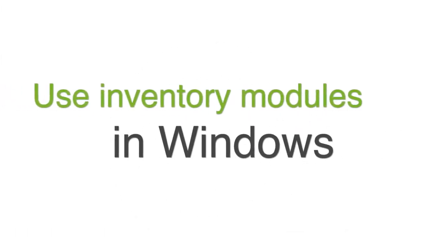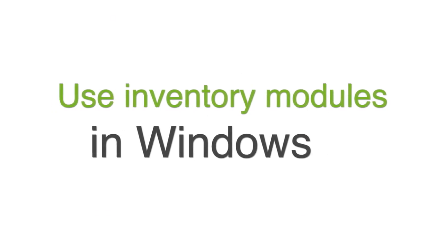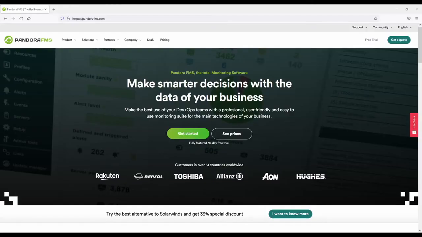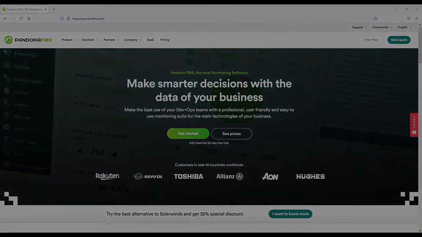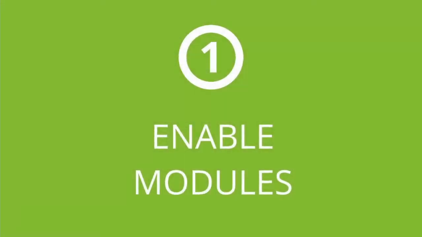In today's video, we will show you how to use inventory modules in Windows, how to configure them, and how to create events and alerts from them. Of course, you will need to have Pandora FMS correctly configured and the Windows agent installed on the machines to be monitored, with remote configuration activated to make things easier.